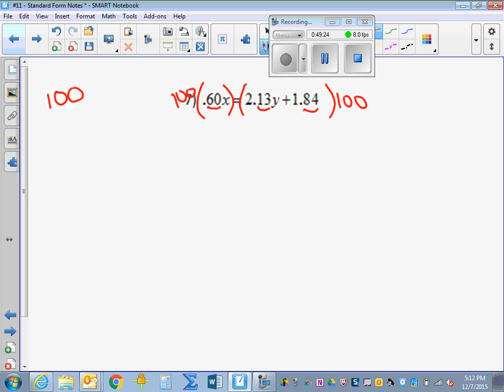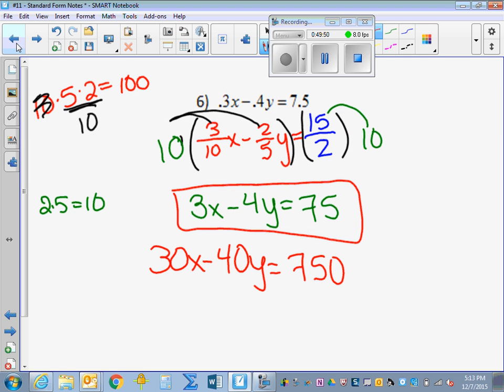So 100 times 0.6 is 60x. 100 times 2.13y is 213y. And 100 times 1.84 is 184. Notice that immediately eliminated our decimals for us. Depending on how many places you have after the decimal, that's how many zeros we multiply by. So multiply by 100 for 2 places. If we had looked at number 6, Miss Charlotte was saying we could have just multiplied by 10 based upon the fact that we have 1 after the decimal place, so 1 zero after that would be 10.